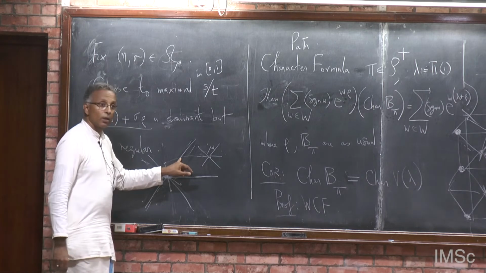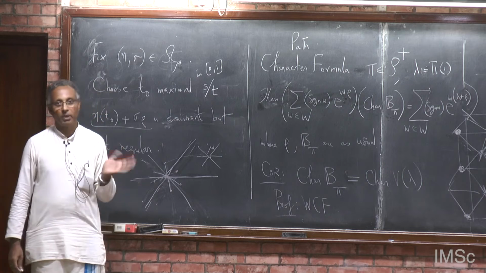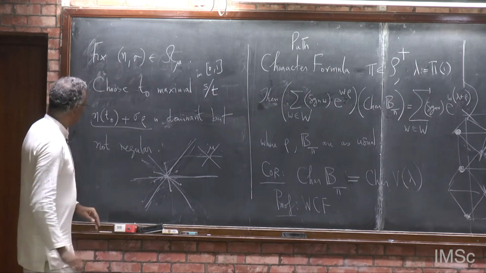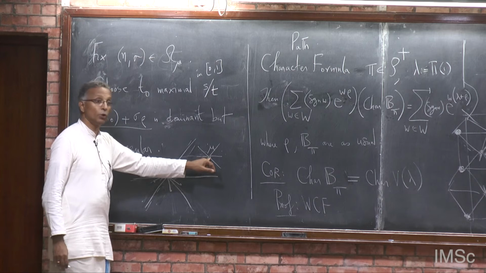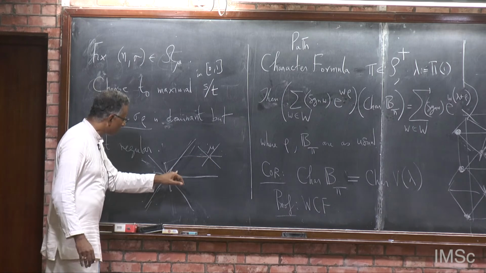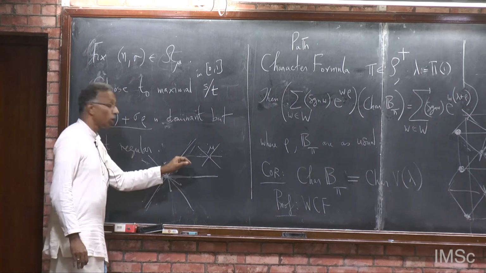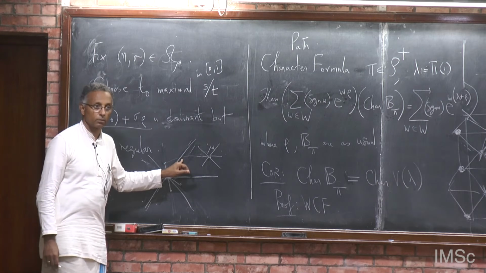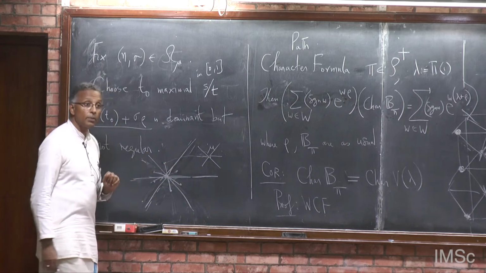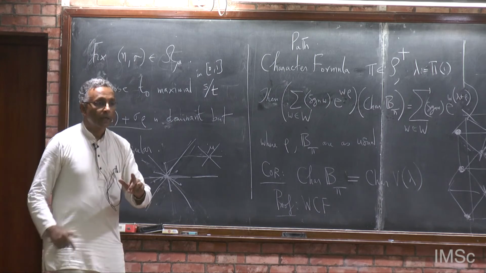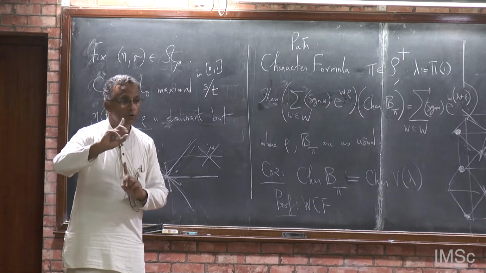Okay, because I have moved from a non-dominant chamber to a dominant chamber and I must cross a wall in between. Is this clear? Okay. So this argument, however, does not work if I happen to start from here and end up at mu. Suppose I started from here, ended up at mu, and never crossed this wall or this wall. What does that mean? It means I am regular dominant throughout. Okay?